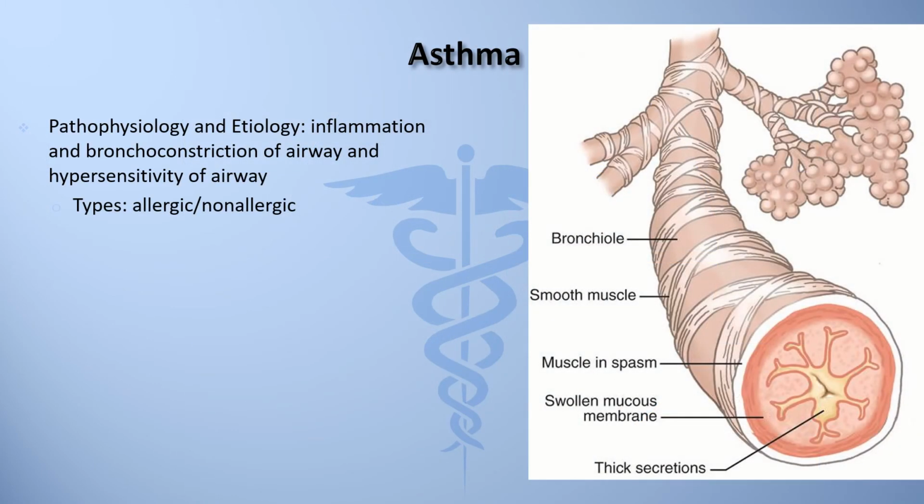Next, we're going to talk about asthma. Asthma is the inflammation and bronchoconstriction of the airway and hypersensitivity of the airway. There are different types, which are allergic and non-allergic. This is usually reversible, unlike COPD, which is not reversible.